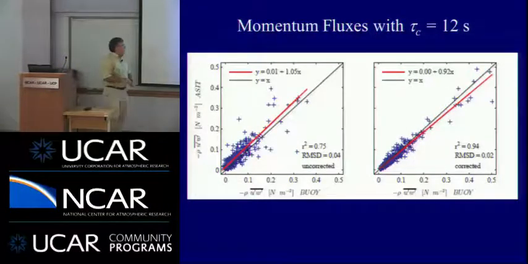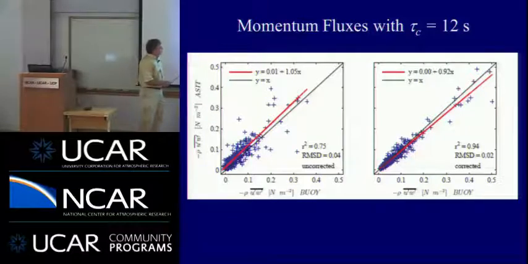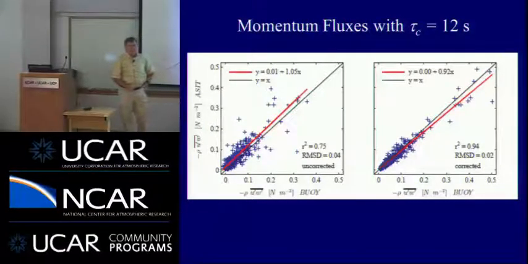So here's what we get. Here's just a scatter plot between the measurements on the tower, that's ACIT, and the measurements on the buoy. This is completely uncorrected. There's a bit of scatter here that is reduced after motion correction using that cutoff period of 12 seconds.